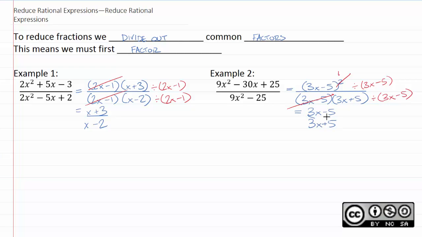So just remember, factor and then reduce. Factor first, then reduce anything that reduces.